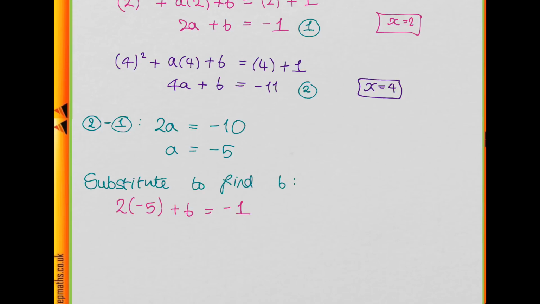So you should get, if you substitute into this first equation, 2 times minus 5, because that's a, plus b is equal to minus 1. And so we find that b is 9, and our answer is a equals minus 5, b equals 9.